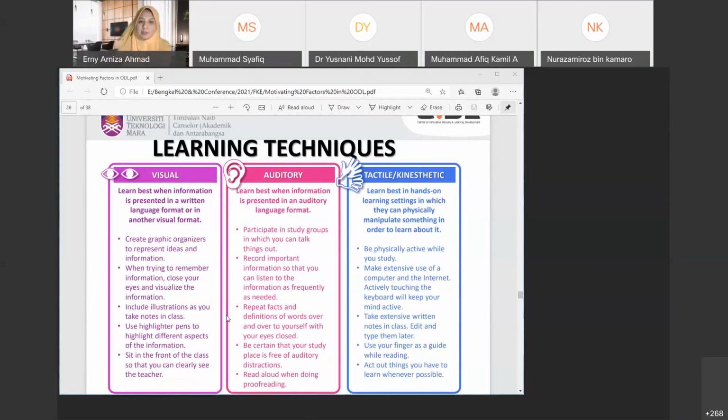Right. So repeat facts, and definition of words over and over to yourself with your eyes closed. Ini macam cakap sorang-sorang, cakap sorang-sorang.